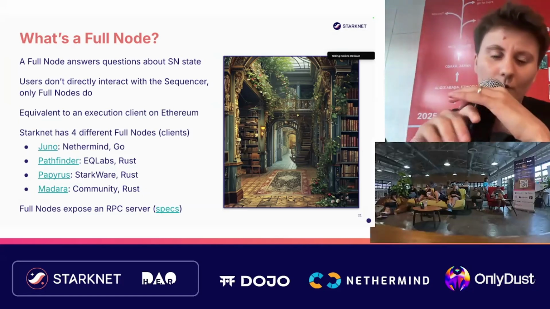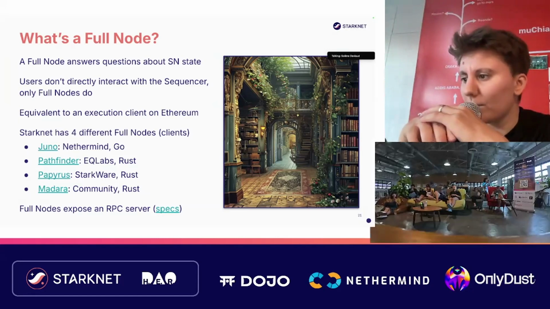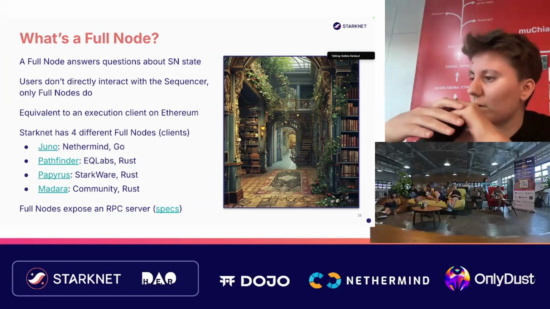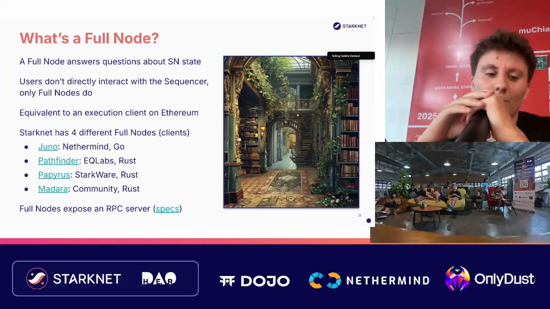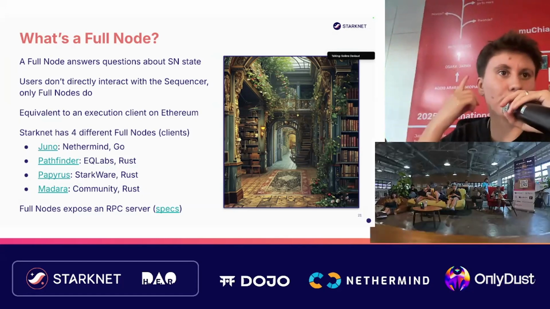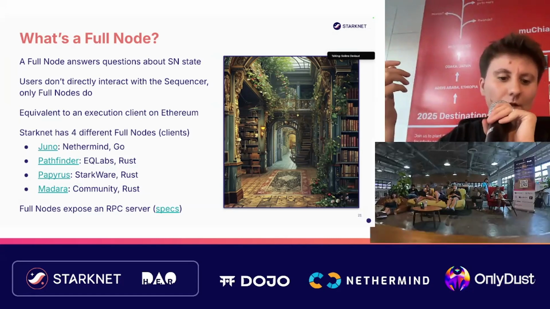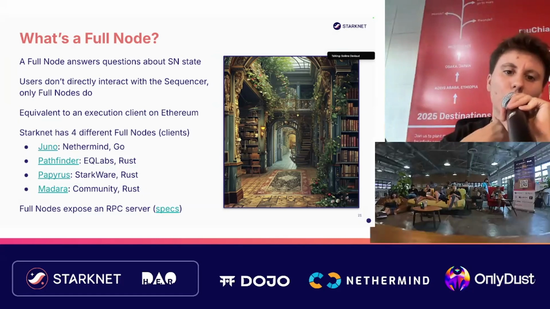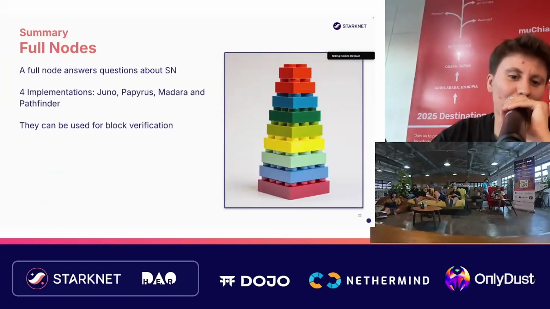The role of the full node is similar to an execution client on Ethereum, where you can use the RPC server to get information about different transactions. And on Starknet, we have different full nodes. Keep in mind these: Juno, Pathfinder, Pybulus, and Madara. So yeah, they operate as full nodes for Starknet.